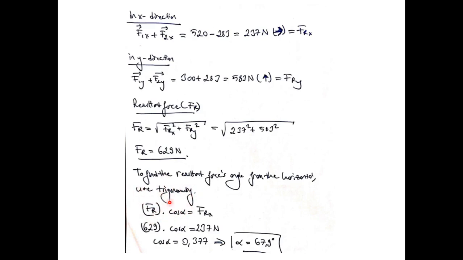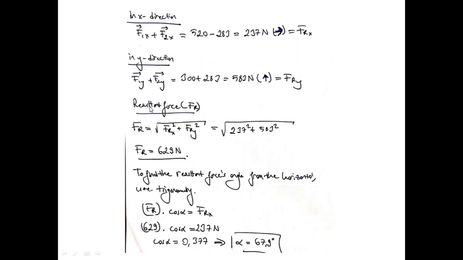Our resultant force magnitude was 629 newtons. We multiply it with the cosine of the angle that it is making with the horizontal, and the result will be the X component of the resultant force, which we have found here. So the cosine of alpha is 0.377, and when you take the inverse of it, which you can do in your calculator or through online calculators, you will get the alpha value as 67.9, so approximately 68 degrees. So the resultant force is acting upwards with an angle of 68 degrees, making that angle with the horizontal.